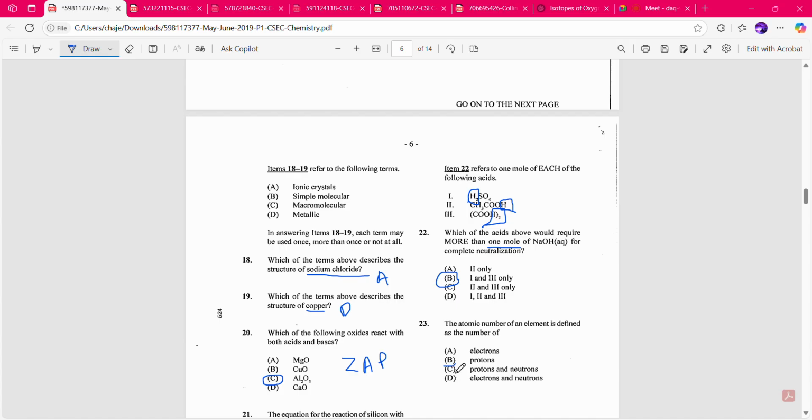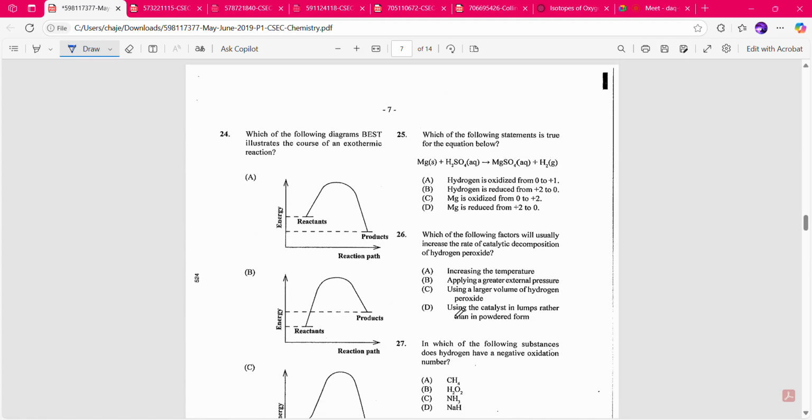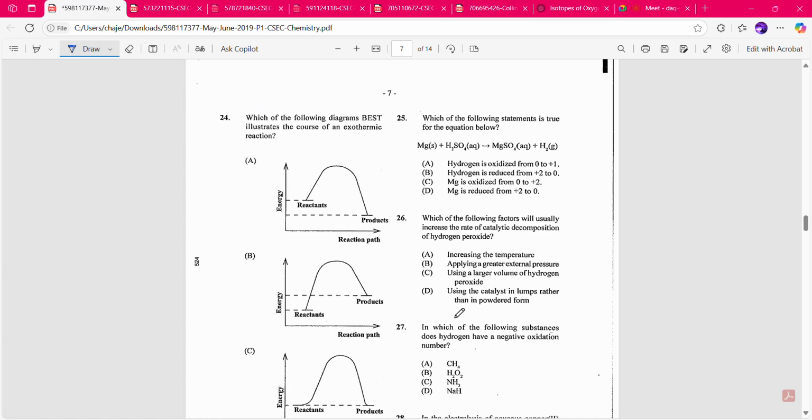Number 23, the atomic number of an element is defined as the number of protons. Not protons and electrons, but the number of protons. As I would have said earlier, in an atom, the electron number, proton number, and atomic number are equal, but if it's an ion, then you know that the electron number changes based on whether that atom chooses to lose or gain electrons. I am currently at 24.